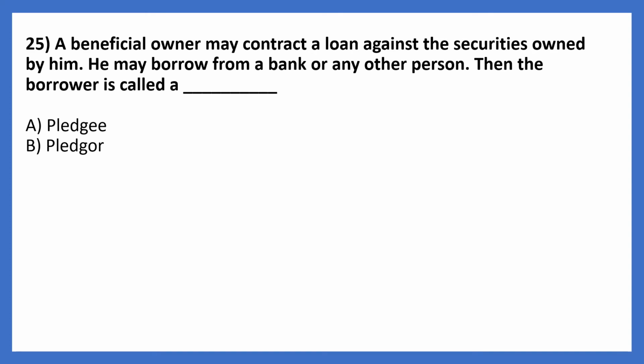A beneficial owner may contract a loan against the securities owned by him. He may borrow from a bank or any other person. Then the borrower is called a option A, pledgee, and option B, pledger. The correct answer is option B, pledger.